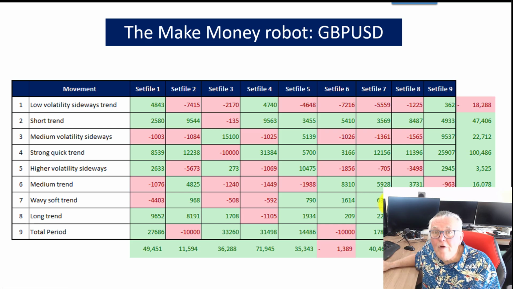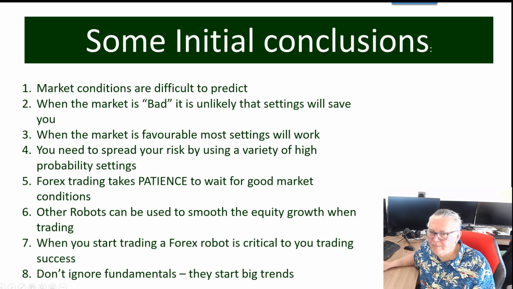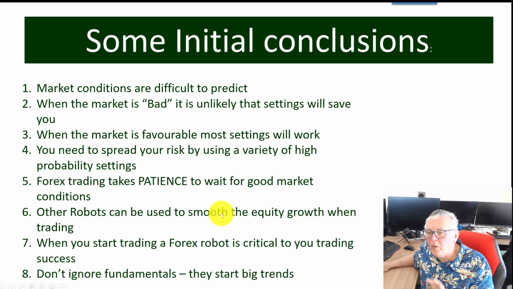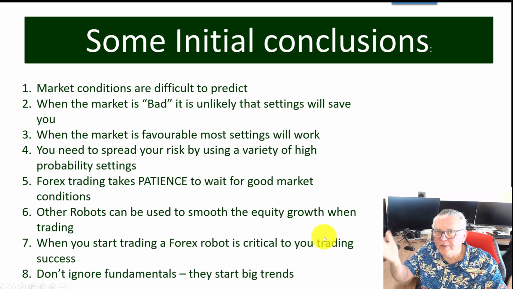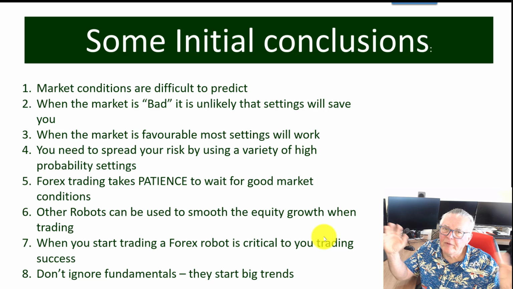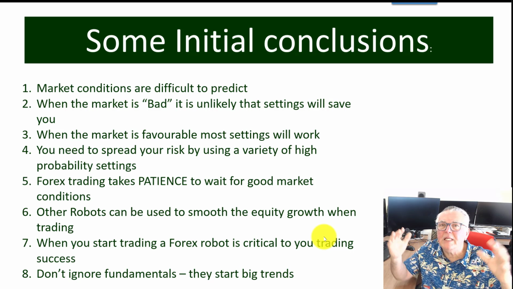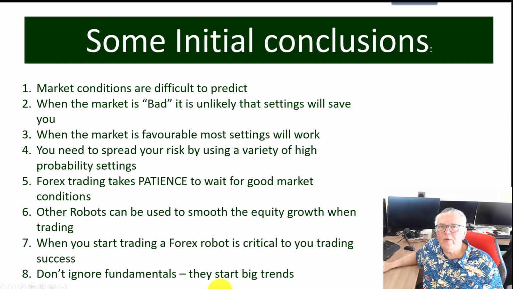Don't start over managing those losses. You're going to become very frustrated. Anyway, sorry, getting a bit excited about these things. Use other robots or other settings to smooth your equity growth. Now, setting 1 and setting 9 was a good example in the previous table. You offset your growth. So when the one's making profit, the other one's making a loss. But overall, both of them are making huge profits. So it's a case of smoothing the equity.